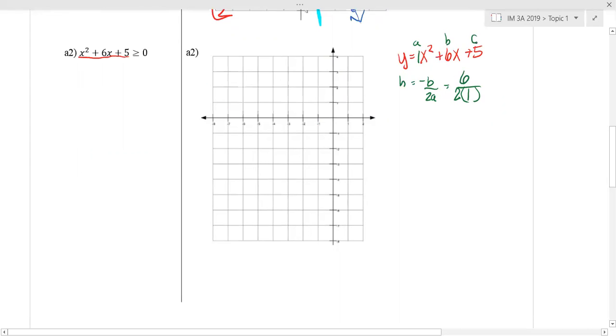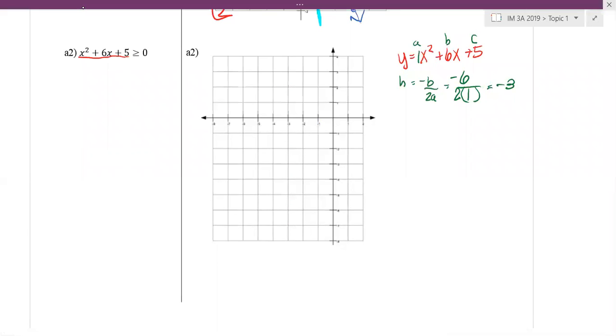And so what this tells us is that the h coordinate of our vertex, so the x value in our vertex, is negative 6 over 2, which is negative 3. Okay, so when I plug in negative b, so negative 6 over 2 times a is 1, I get negative 3 for the x coordinate of my vertex. So I know that my parabola is going to be centered around negative 3.